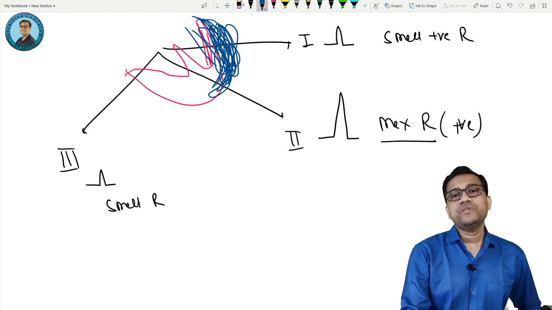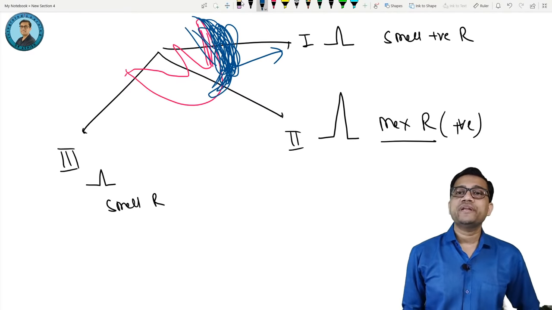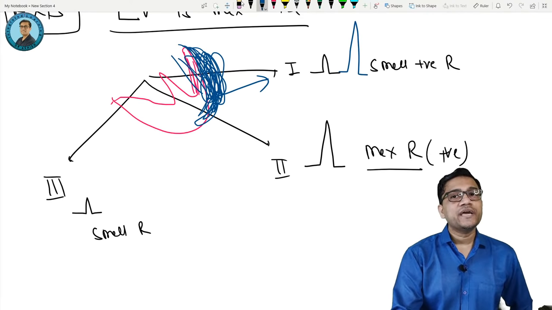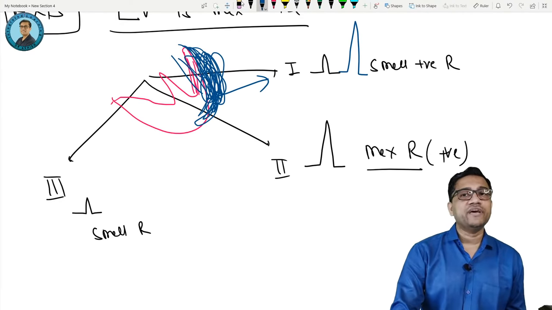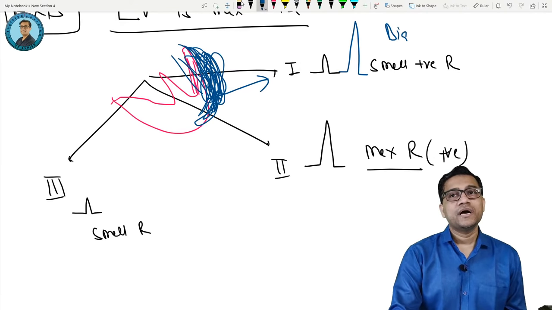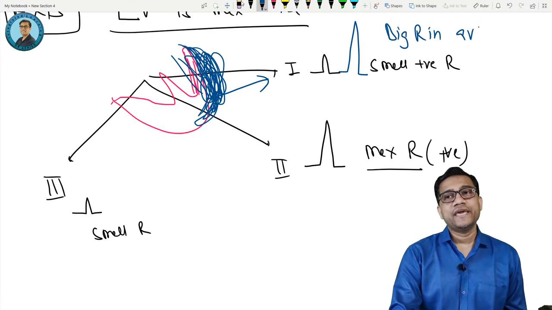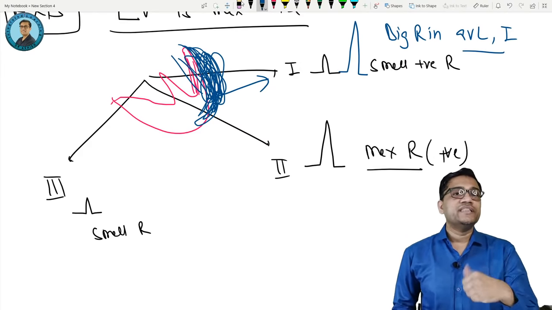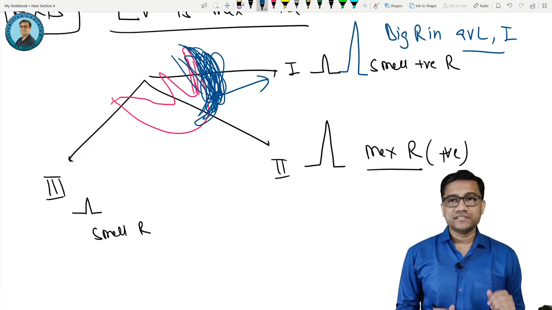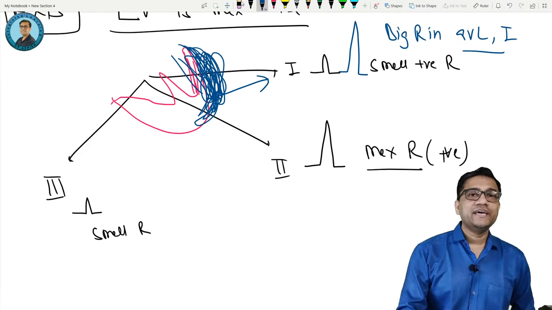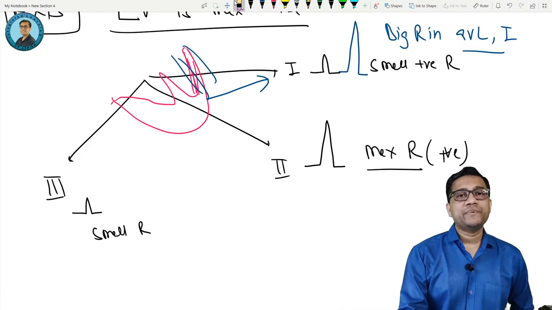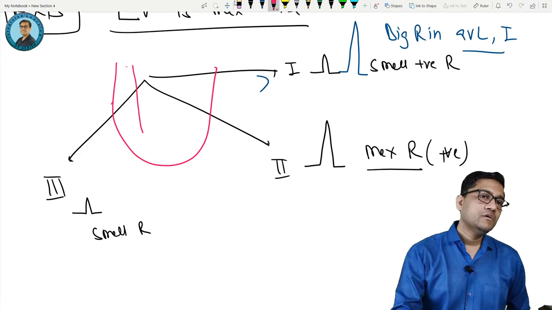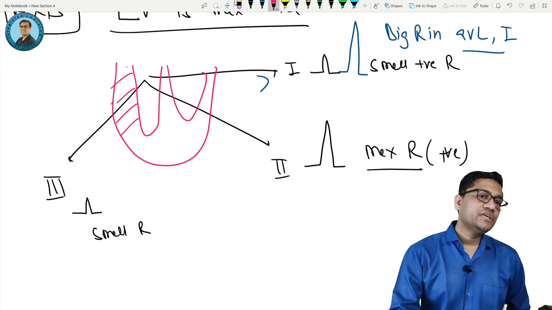Can you see? So now the current will shift this way. Are you clear? So R wave will become bigger in which lead? It will become bigger in lead 1 and even aVL. So we will get big R in aVL and 1. Are you clear? This is a shift in the left axis. Are you clear now? Left axis. And if the picture changes, look at this heart. So now it is showing much thicker here.